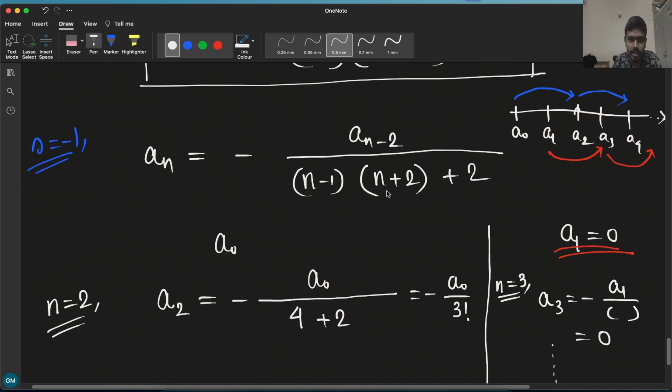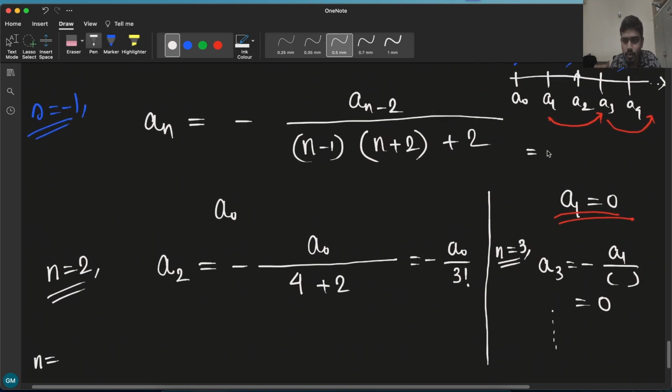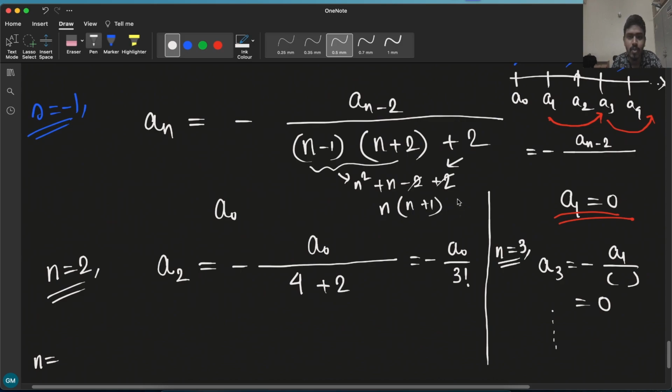I can also modify this recurrence relation a little bit, that will be useful, I think. I don't have space here, let me write it here. So it will be minus a(n-2), and (n-1) times (n+2), if I do the multiplication it will be n squared, minus n, plus 2n, so that will be just n, so plus n minus 2, and there is plus 2, so this 2 cancels and we are left with, if I take n common, n times (n+1). This is our recurrence relation.